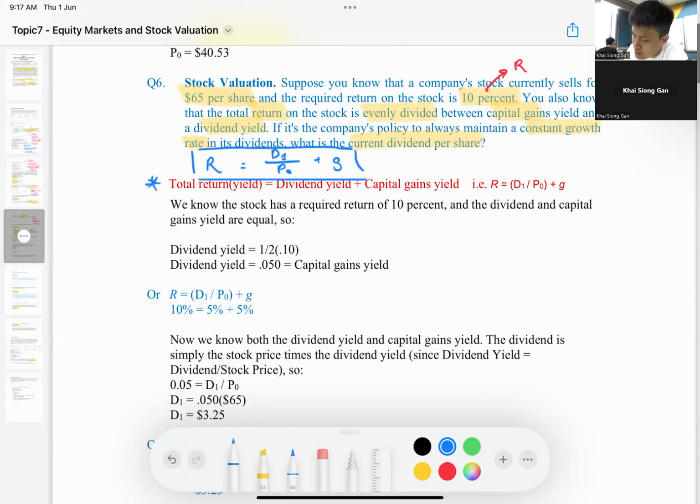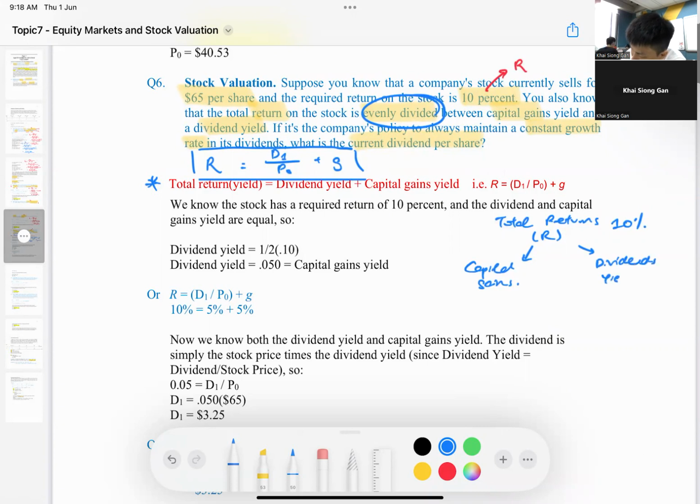So in the question, we say the total return, or what we call the required rate of return, is 10%, and it is evenly divided between capital gains and dividend yield. If the required rate of return is 10% and it is evenly divided, that means I earn 5% from capital gains and 5% from dividend yield. Understand or not? So now I can calculate my dividend yield.